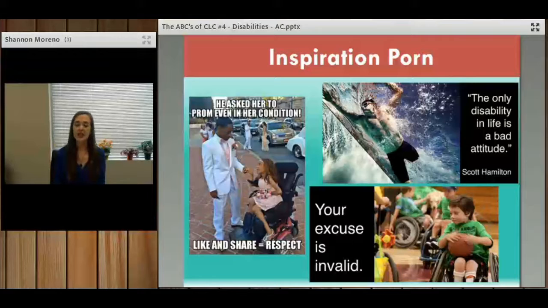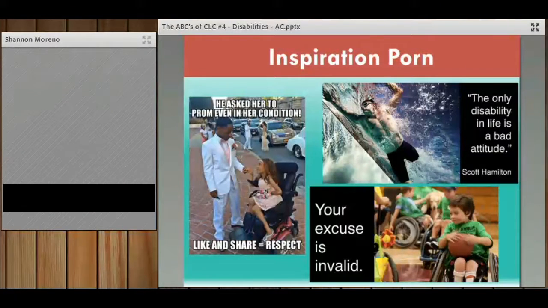Now this isn't necessarily a term you need to memorize for day-to-day language. You probably won't use the term inspiration porn very often, but the concept of inspiration porn and the various ways in our society that it comes out other than just internet memes is important to have an understanding of.